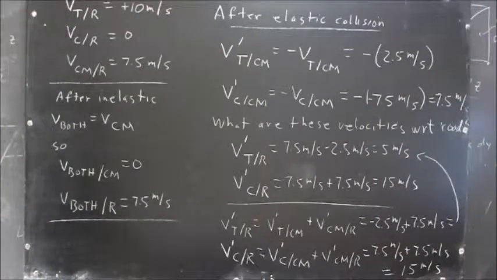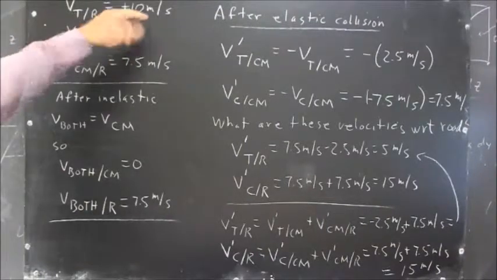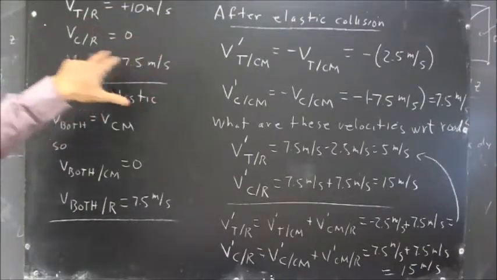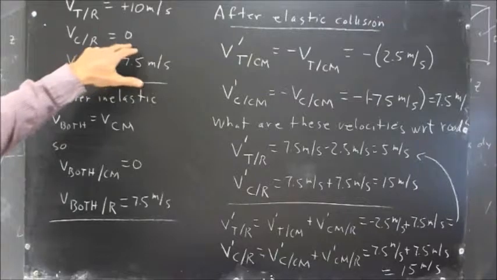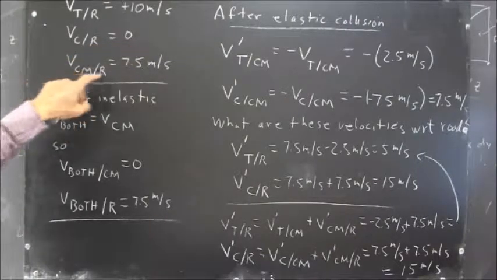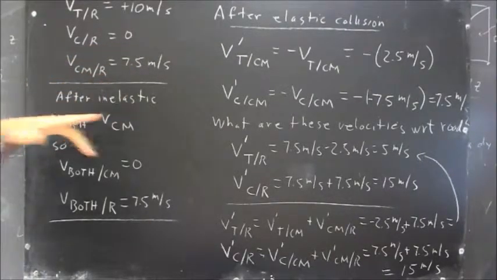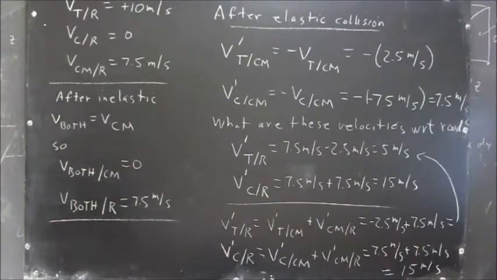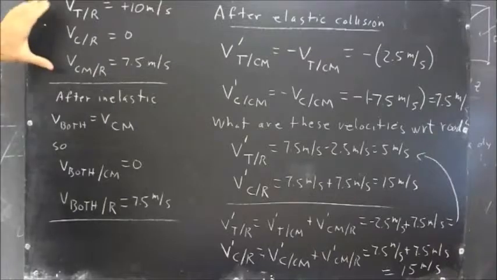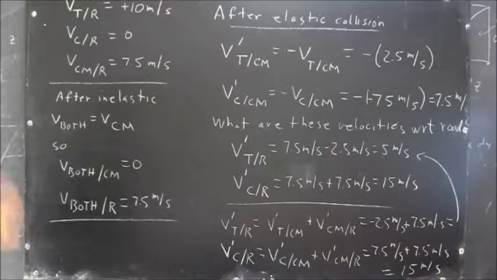Summarizing what we saw previously, velocity of the truck with respect to the road is plus 10 meters per second. Velocity of the car with respect to the road is 0. Velocity of the center mass with respect to the road is 7.5 meters per second. And these three are really all we need, along with some rules to formally analyze the situation. But again, we need to understand these intuitively as well.